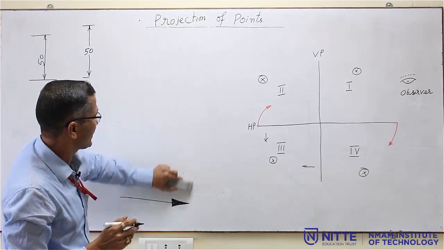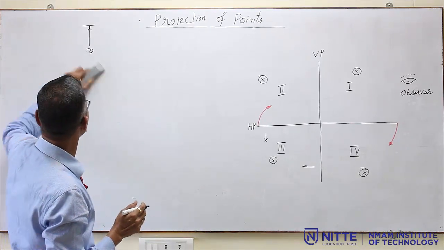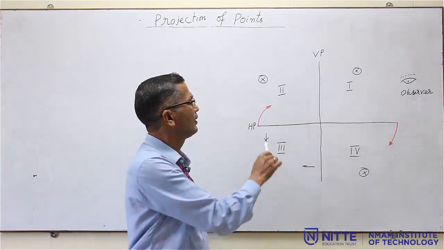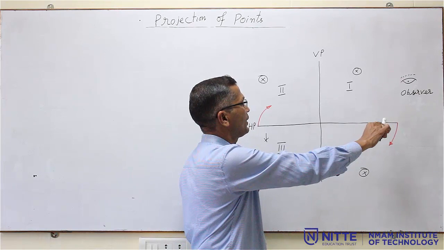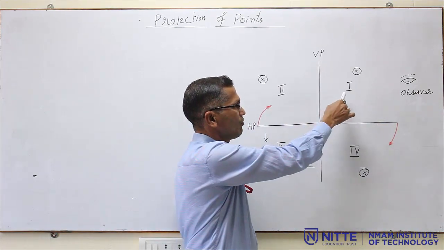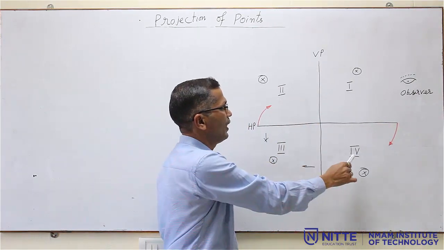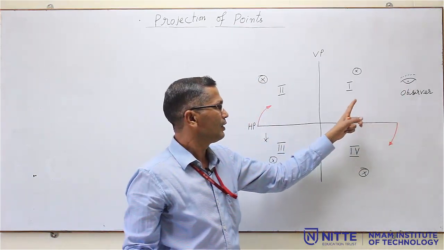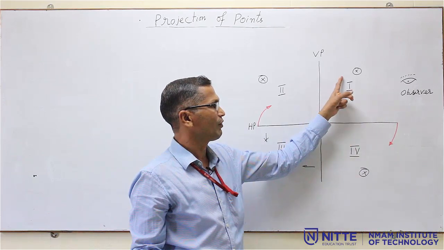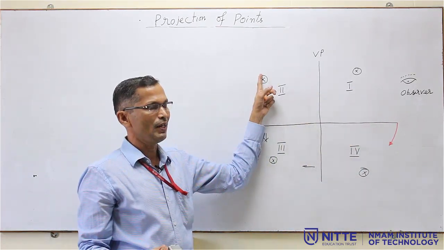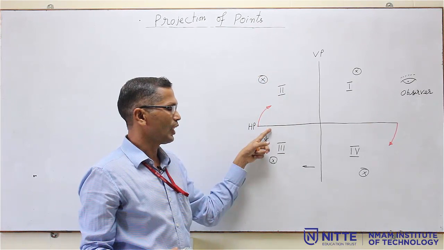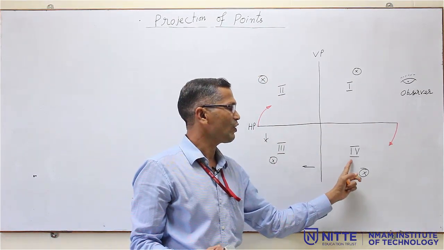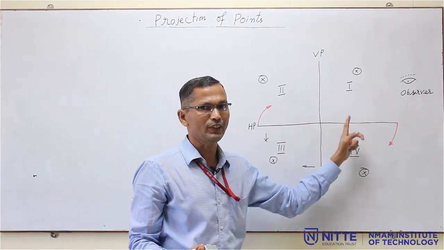Now, for this particular chapter, you have to remember this drawing, the 4 quadrants: horizontal plane, vertical plane, first quadrant, second, third and fourth quadrant, and the observer. The first quadrant means above HP, in front of VP. Second quadrant means behind VP, above HP. Third quadrant is below HP, behind VP. Fourth quadrant is in front of VP and below HP. So, you have to remember this.